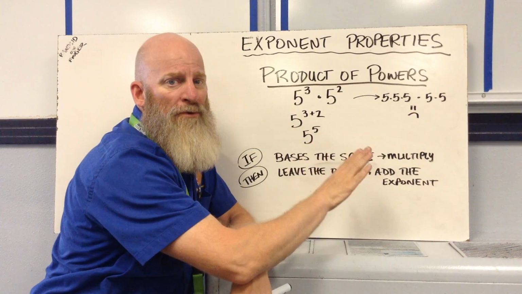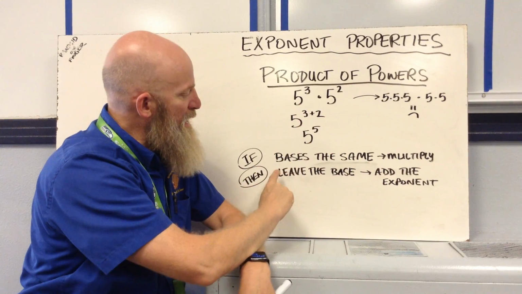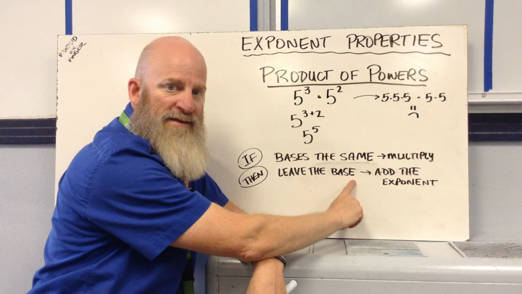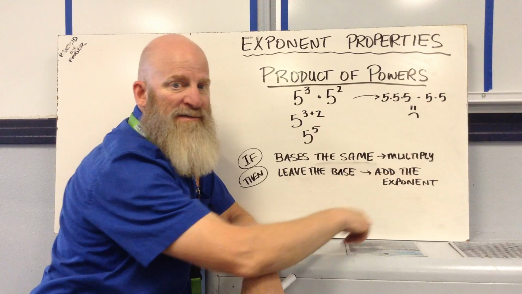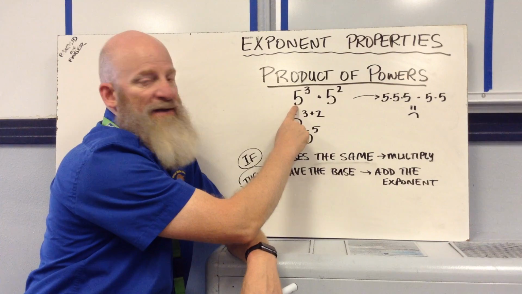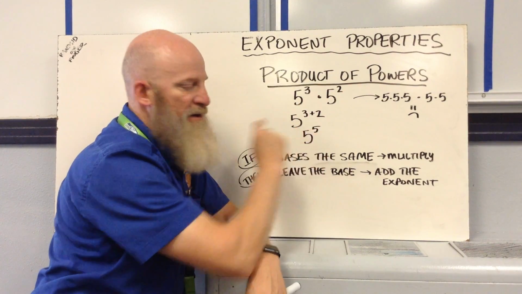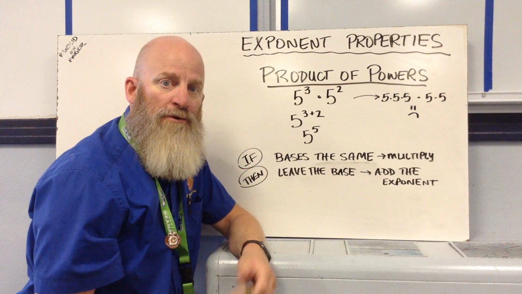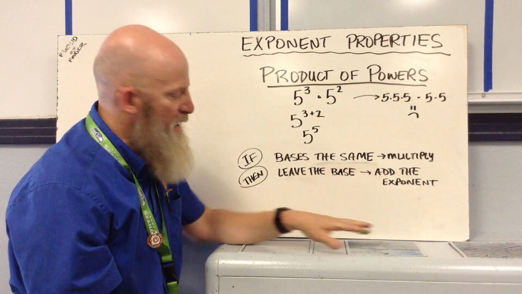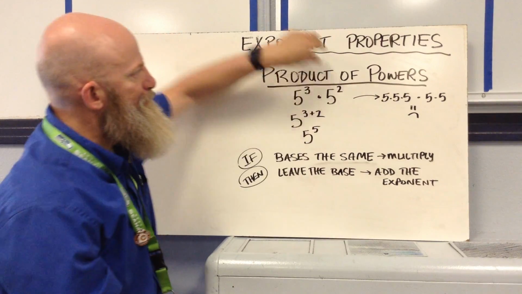I'd rather learn my rule of when the bases are the same and you're multiplying, leave the base the same and add the exponents. You get the same answer with way less work. So 5 to the third times 5 squared is 5 to the fifth. That's the first rule. Product of powers. The bases are the same and you're multiplying. Leave the base and add the exponents. Rule number 1.